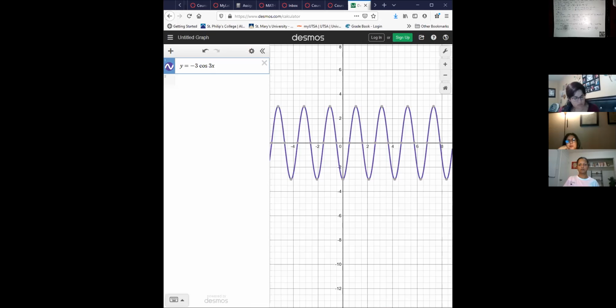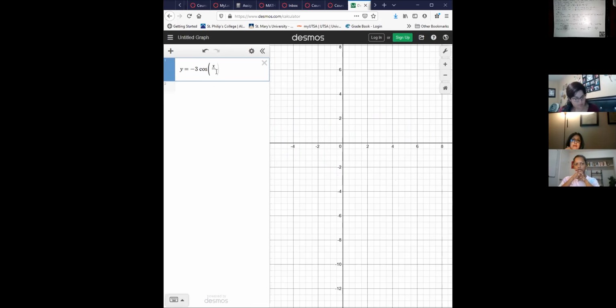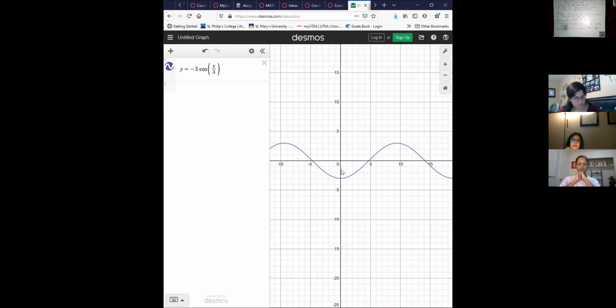So in order to make it wider, would you do x over 3? Yeah, that would make it slower, right? Let's see if I can do it. Yeah, it looks much slower now, right? So it took a little longer to repeat.